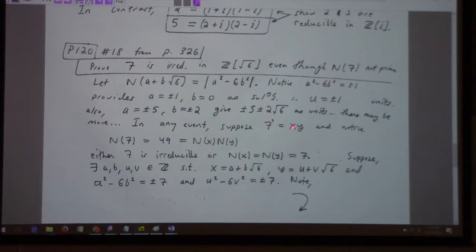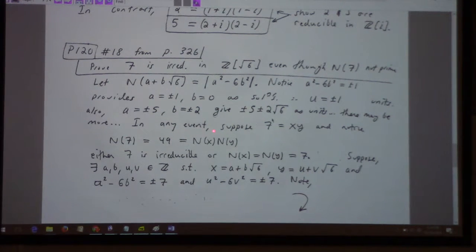Suppose 7 is equal to x times y. The point is, whatever the units are, they have norm plus or minus 1. So who cares what they are actually? This is needless. In fact, in the previous example, I didn't actually need to know that the units were plus or minus 1 either. My analysis was totally on the level of norms. That was just an unnecessary extra, hey, look at this.